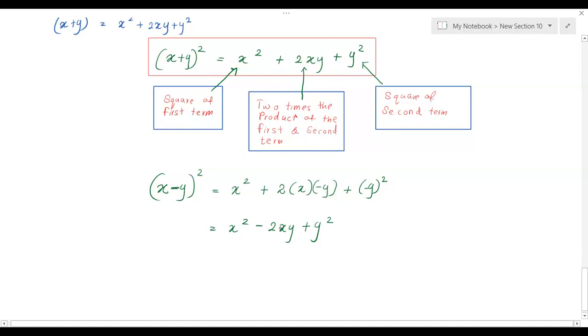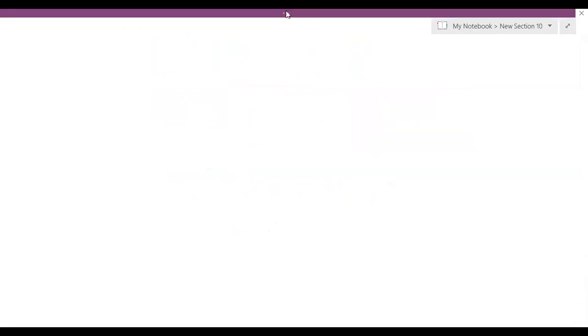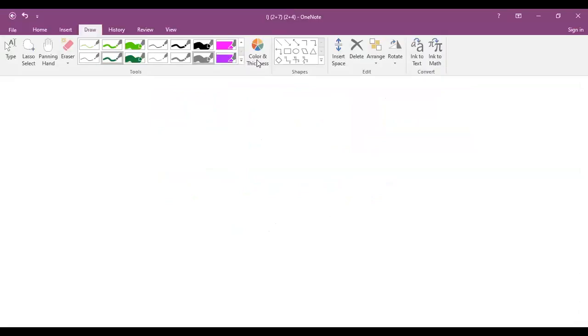Then it becomes x squared minus 2xy plus y squared. Okay? Actually, no need to remember this one. You can just substitute the sign of the middle term when you expand the square of a binomial expression. Okay. Then for an example, please write down this second one.